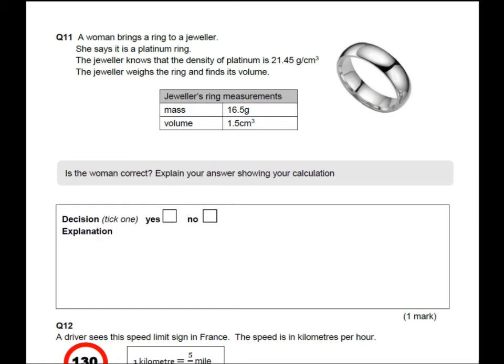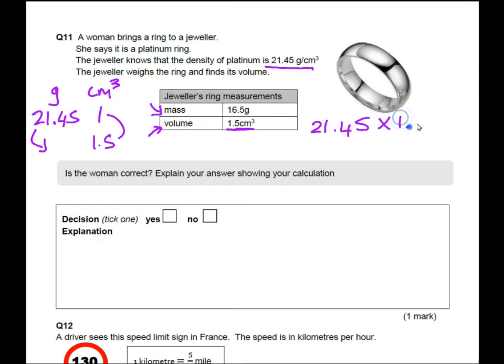So there's a couple of ways of doing this. We've been given the density of platinum, so we know that there is a relationship between grams and the volume in centimeters cubed, and there's 21.45 of these to one of those. Now we've got two options here. We could either use the mass of the lady's ring or the volume, depending on what we want to do, and the easiest thing to multiply is the 1.5. So we're going to use this to check that the weight of the ring ties in with the density. So what we need to do is multiply. So this problem comes down to multiplying 21.45 by 1.5.